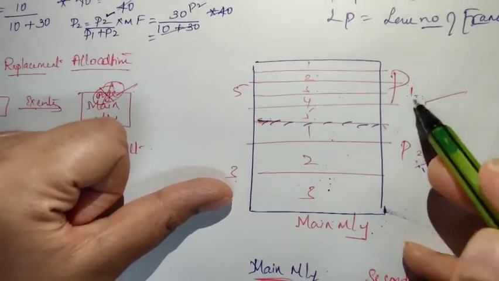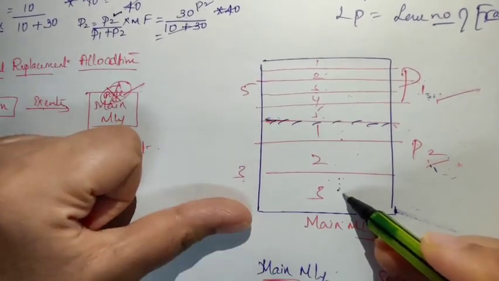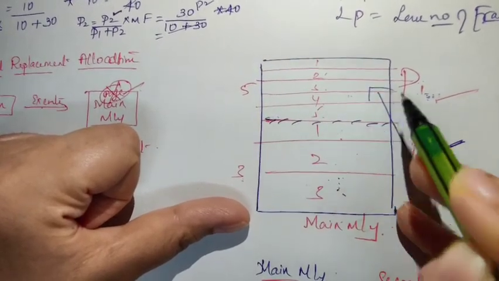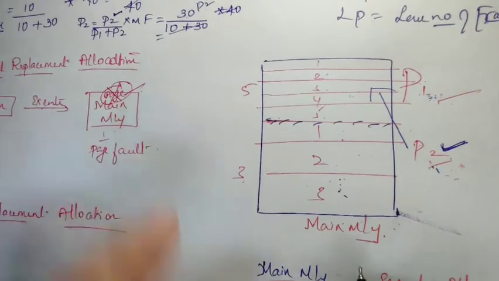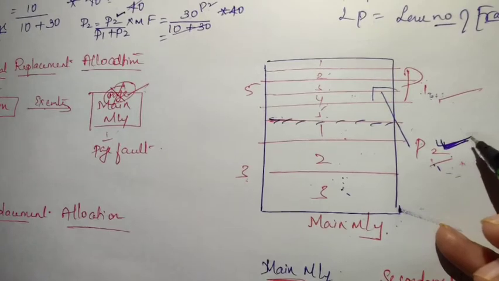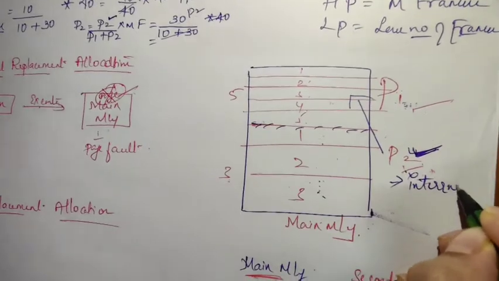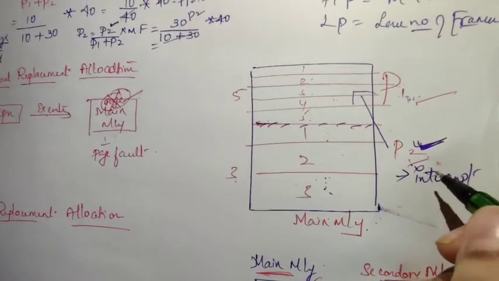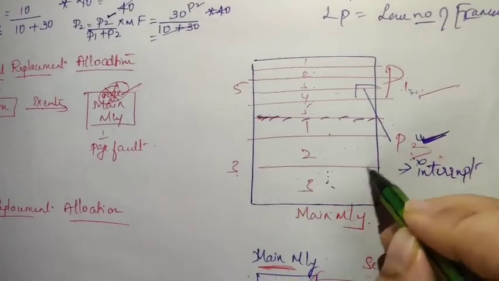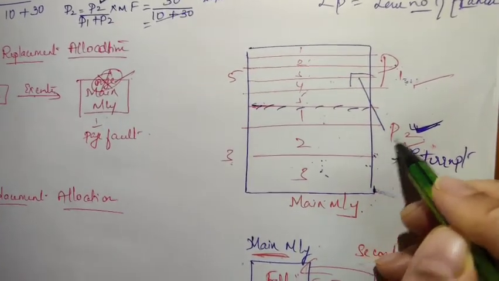For example, process P1 can take a frame from the process P2. Likewise, process P2 can take a frame from the process P1. That's how it is going to be conducted. So while executing a process P2, if any interrupt occurs, if we use this global replacement allocation, then we can store the process P2 page from the process P1 also.